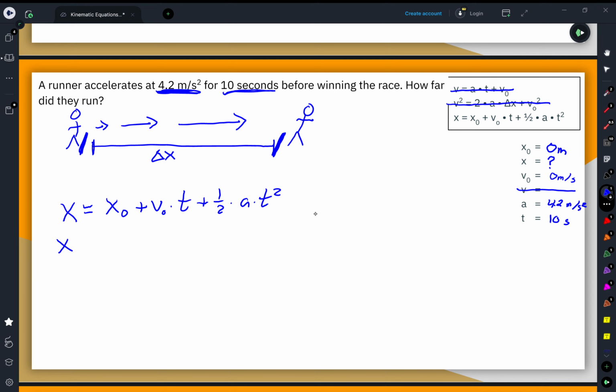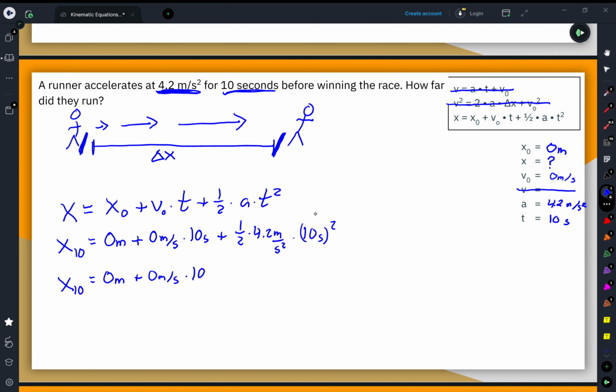So to figure out my position at 10 seconds, I plug in my starting position, 0 meters, plus my starting velocity, 0 meters per second, times the 10 seconds for my time, plus 1/2 times my acceleration of 4.2 meters per square second, times my time, 10 seconds, squared. Then I follow my order of operations. So the first thing that I'm going to need to do is to square that 10 seconds. Everything else I'm just going to leave as it is until I get to that point.